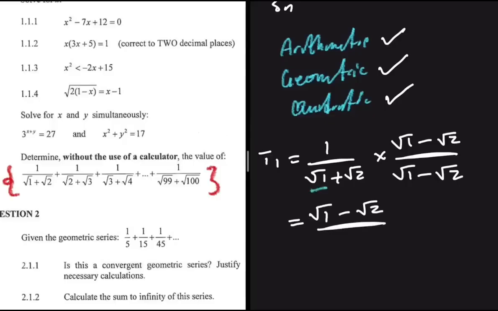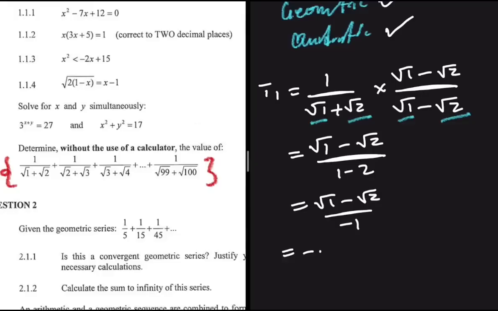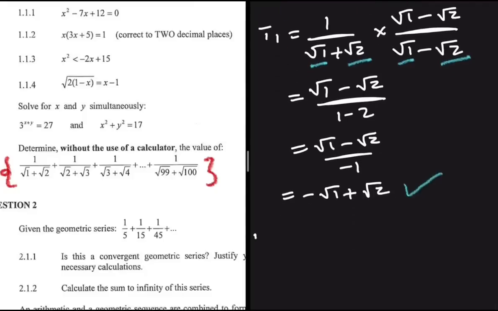So we have square root of 1 plus square root of 2 multiplied by square root of 1 minus square root of 2. So that is a difference of 2 squares, right? So we're going to have 1 minus 2 in the denominator, and we get square root of 1 minus square root of 2 divided by minus 1. If you compute that, you're going to get minus square root of 1 plus square root of 2. So this is T1, right? Let's go ahead and do the same for T2. We have 1 divided by square root of 2 plus square root of 3. And then again, we are multiplying by the conjugate, right?